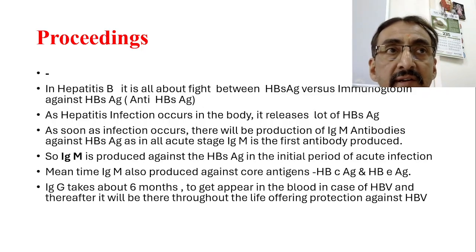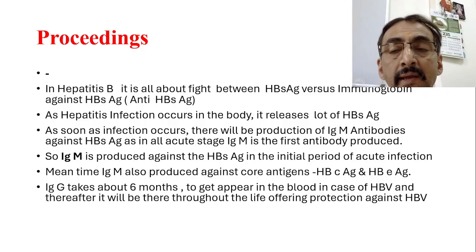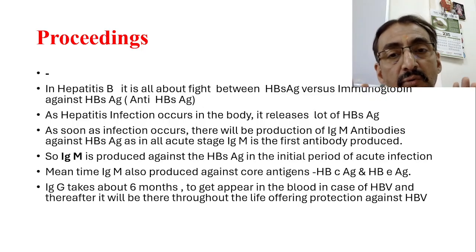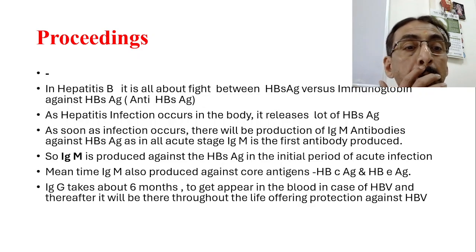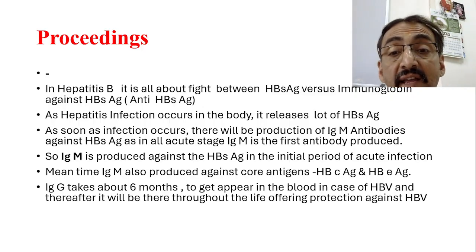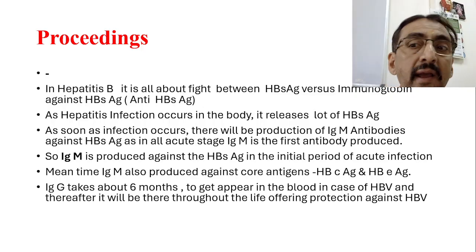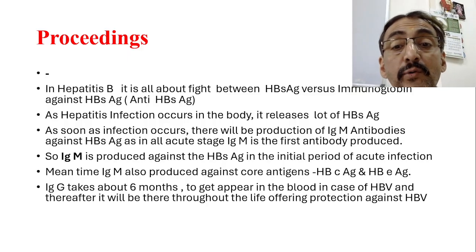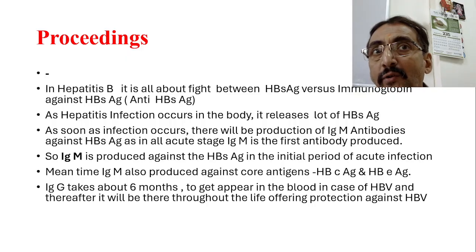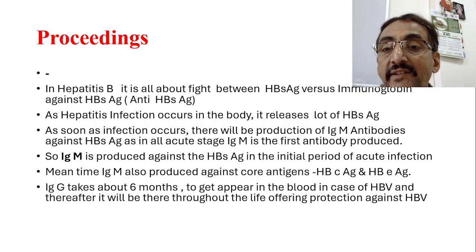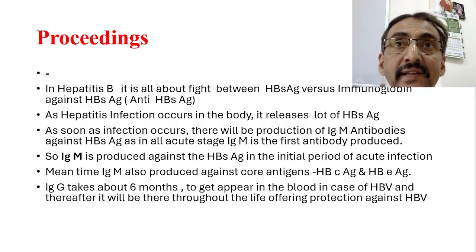So whenever an infection takes place in the body, it is always IgM. In the initial part of any infection, it is not G or A that is increased. Only IgM is going to increase. It's the initial marker of early infection. So IgM is produced against the HBsAg in the initial period of acute infection. Meantime, IgM is also produced against the core antigens. Although they are not very active in the blood, in the hepatocyte they are active. They are causing infection. So IgM can be produced against the core antigen and also against the E antigen.